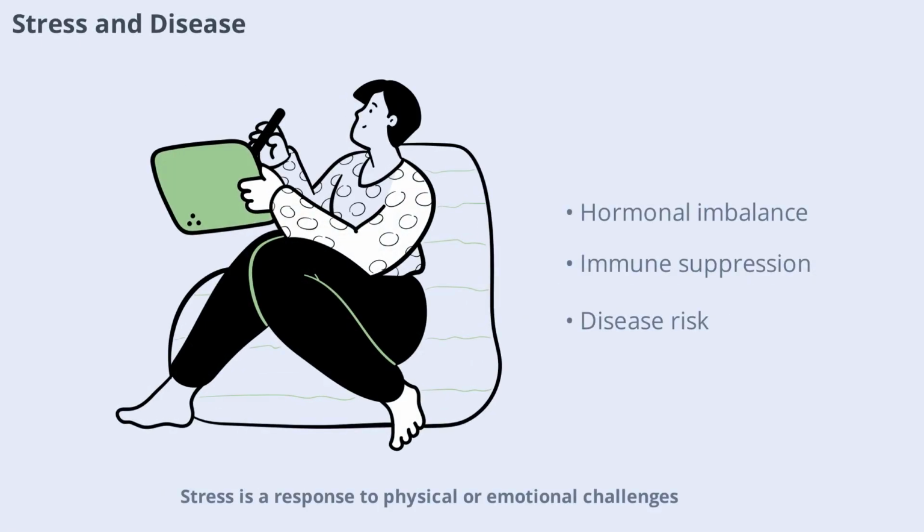Stress is a response to physical or emotional challenges. Chronic stress can disrupt normal physiological processes, leading to increased risk of hypertension, heart disease, and mental health disorders. Pathophysiological mechanisms include hormonal imbalances, immune suppression, and inflammation. Managing stress is an important part of maintaining overall health and preventing disease.